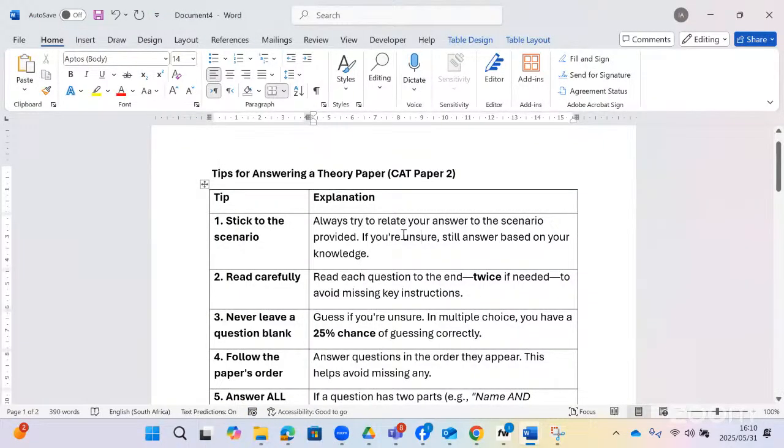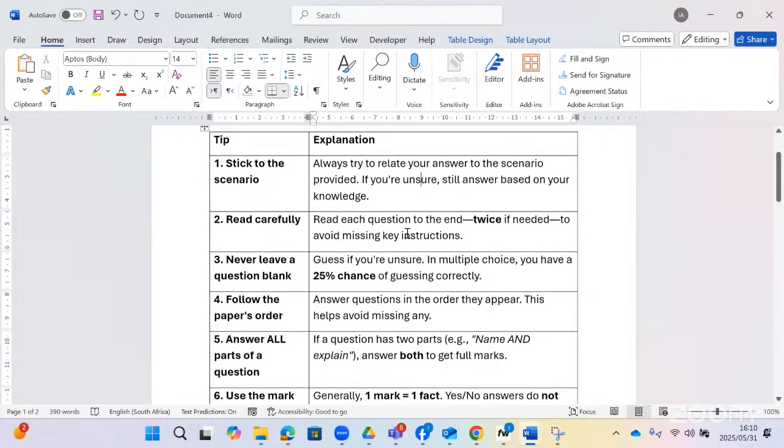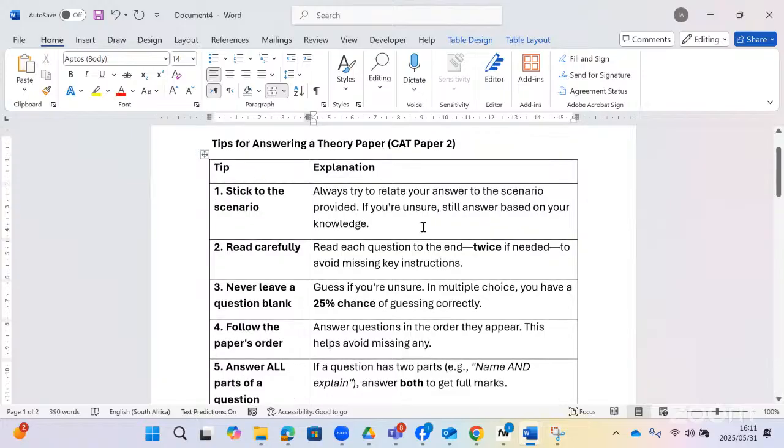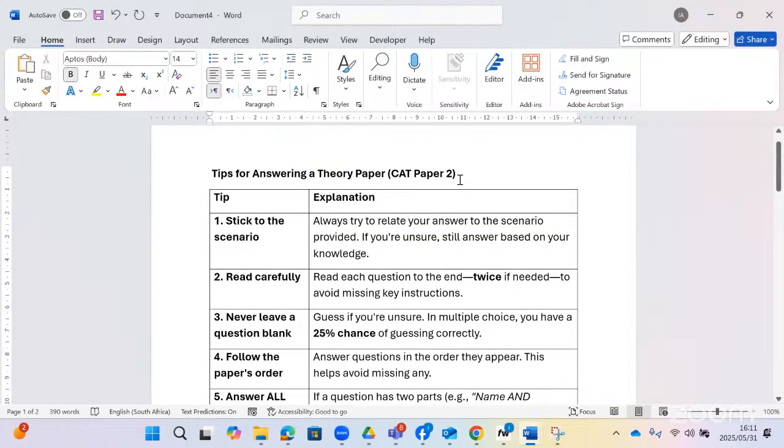Now, before I start, I would like us to look at a few tips, what you should know regarding the theory and how you should tackle theory questions. Right, now paper 2. We all know that the theory is always out of 150 marks.